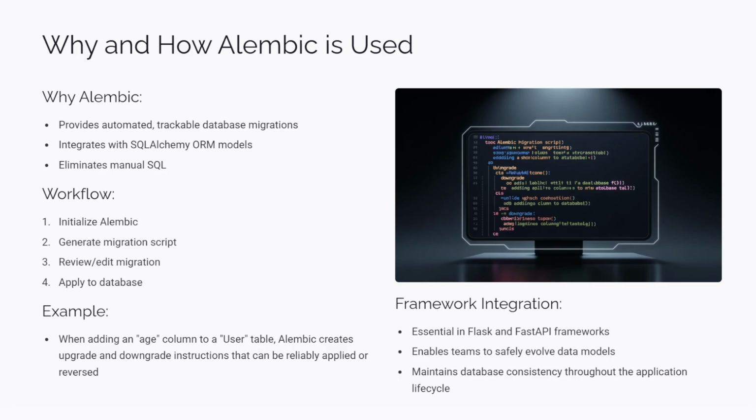With the workflow, you initialize Alembic, generate migration scripts, review and edit the migration, and then apply to database. An example is when adding an age column to a user table, Alembic creates upgrade and downgrade instructions that can reliably be applied or maybe reversed.